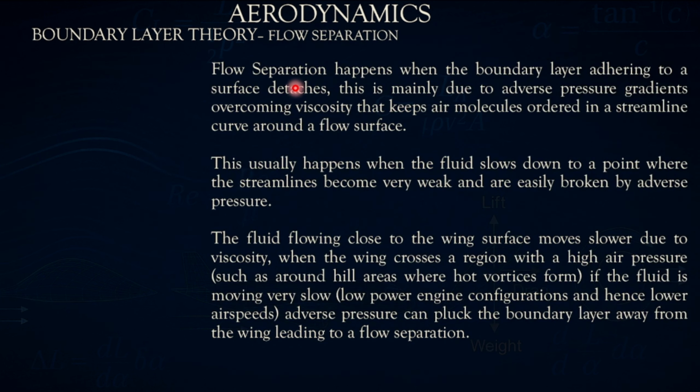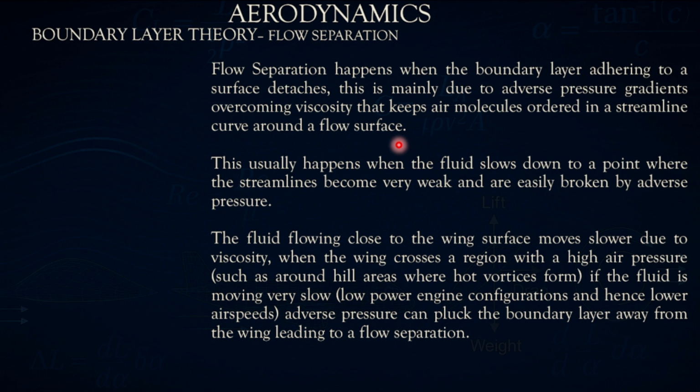Now let's talk about flow separation. What is flow separation exactly? Flow separation happens when the boundary layer adhering to a surface detaches from it. This is mainly due to adverse pressure gradients, due to the flow overcoming the viscosity that keeps air molecules ordered in a streamline curve around a flow surface.